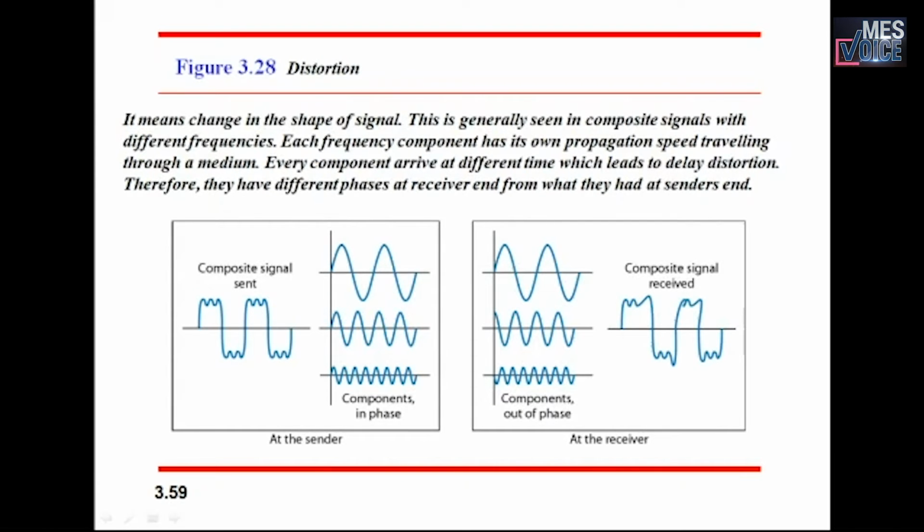Distortion. Distortion means the change in the shape of the signal. This is generally seen in composite signals with different frequencies. Each frequency component has its own propagation speed traveling through a medium. Every component arrives at a different time, which leads to delay distortion. Therefore, they have different phases at the receiver end from what they had at the sender's end. The figure shows the phase shift and the results at the receiver when you try to recreate the composite signal from components which are received out of phase.